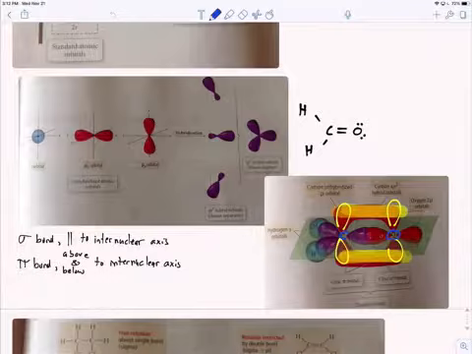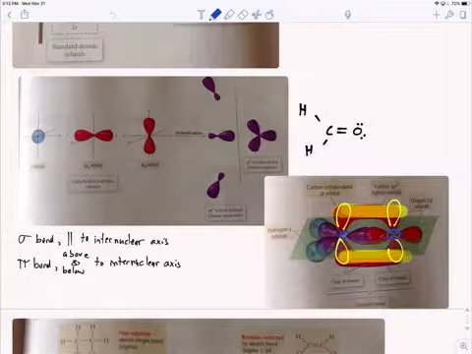A pi bond, if this is the sigma bond, the pi bond is going to be here, above and below the axis. It can also be here. So it can be above and below or flipped 90 degrees, because there are 3 dimensions. Every single bond is a sigma bond. A double bond is a sigma bond and 1 pi bond. A triple bond is a sigma bond and 2 pi bonds, which we'll cover later.